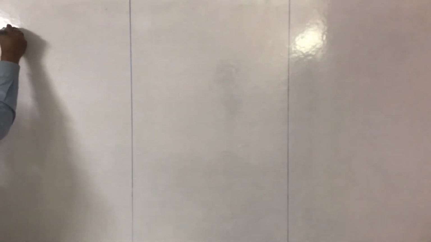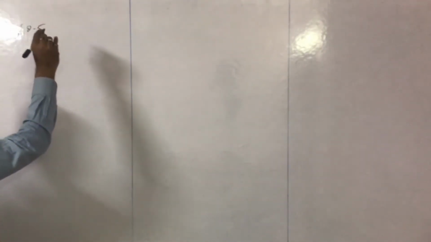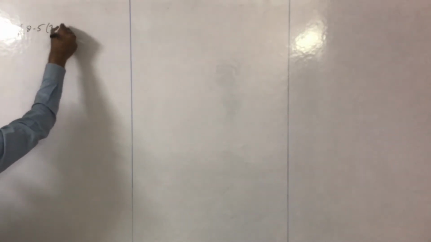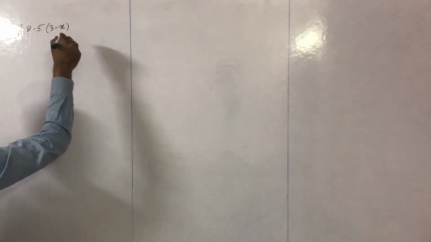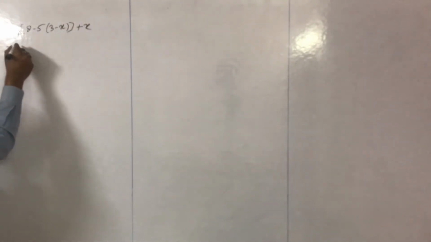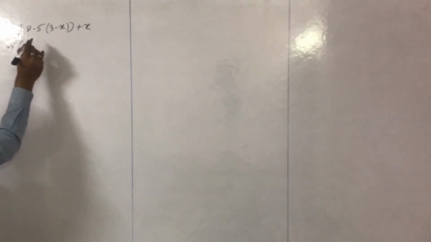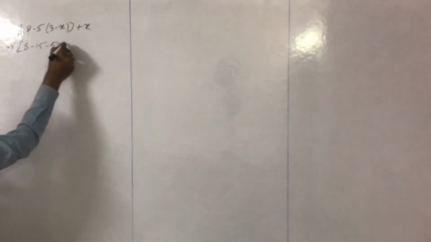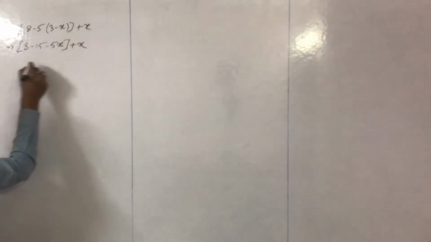Next, question number 10. The 10th statement is in bracket 8 minus 5, again small bracket, 3 minus x, bracket closed, plus x. Okay, so for this statement we'll solve this bracket first. 8 minus 5 into 3 is 15, and minus 5 into minus x, minus 5x plus x.